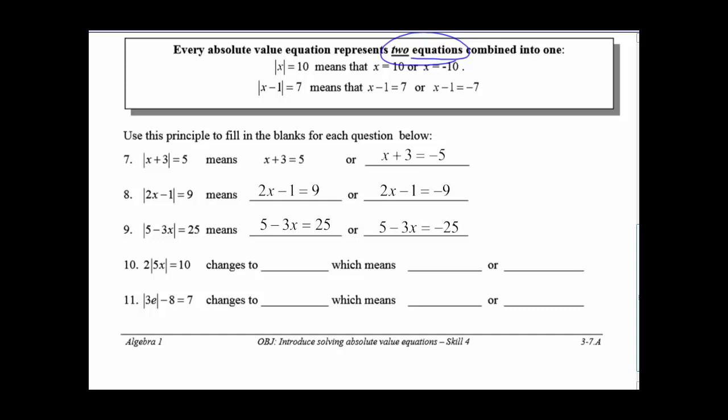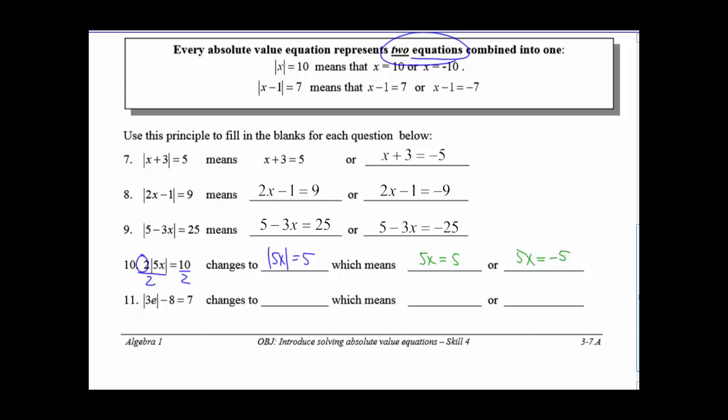Now when we get to 10 and 11, it's a little different, because on 10 we have 2 times the absolute value of 5x. In order to write our 2 equations, we need to first get the absolute value part by itself. Let's undo the 2 times by dividing by 2 on both sides. By dividing by 2, we are now changing this to the absolute value of 5x equals 5. Now that we have the absolute value part by itself, we can rewrite our two equations: 5x equals 5 or 5x equals negative 5.